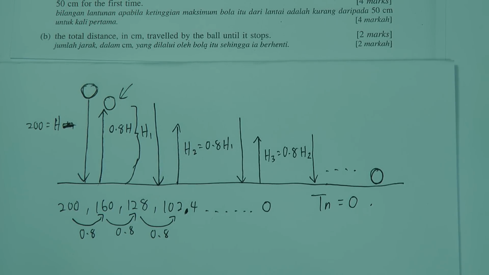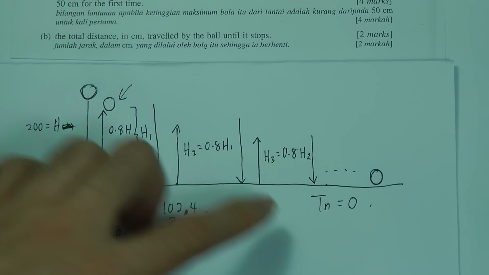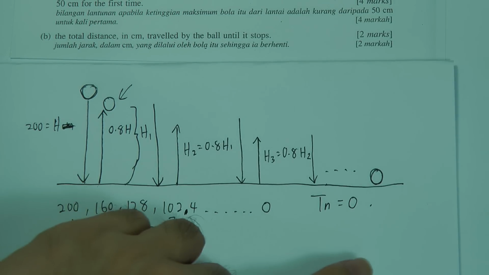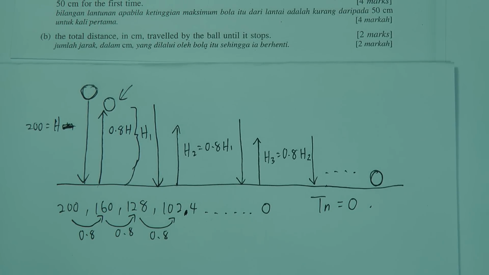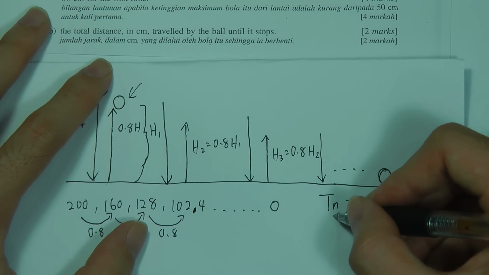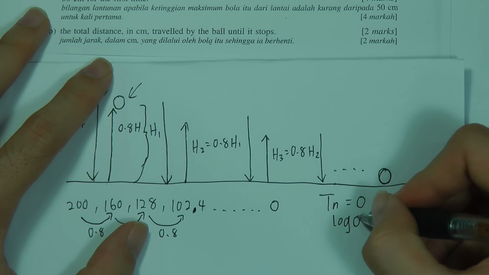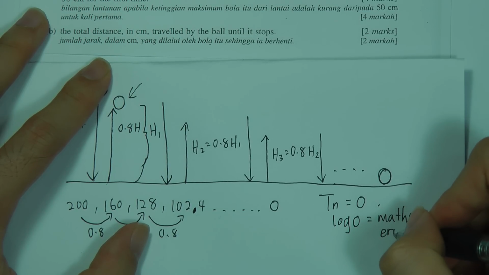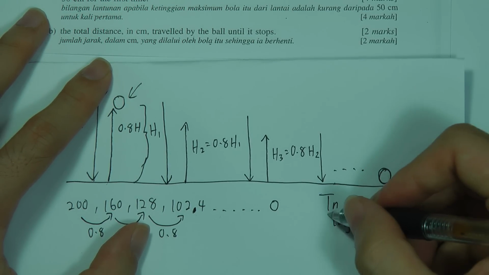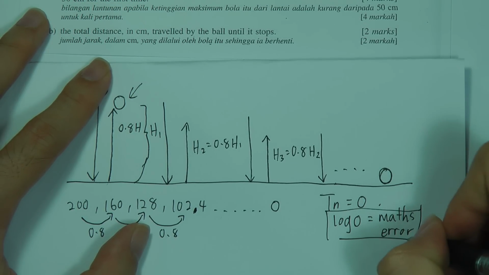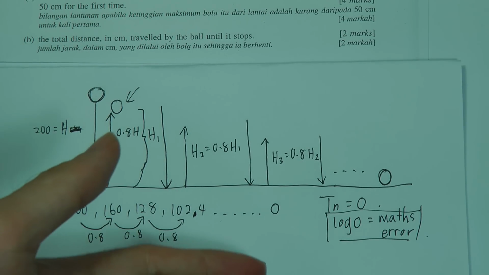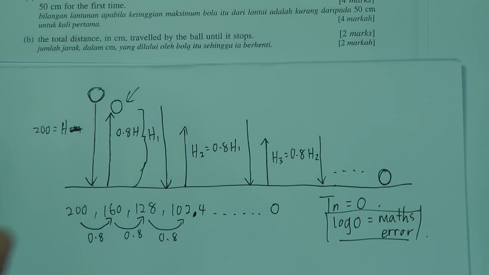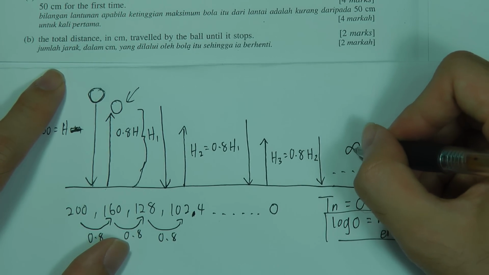Okay, if you want to know about this one, in geometric progression, most of the time in order to find which term, you have to use log. But one thing over here is, when you press the calculator, log 0 will give you a math error. Log 0 actually will give you a math error. It means this is infinity.